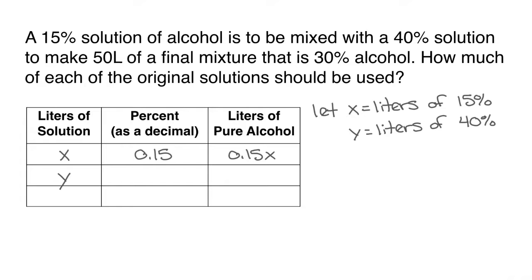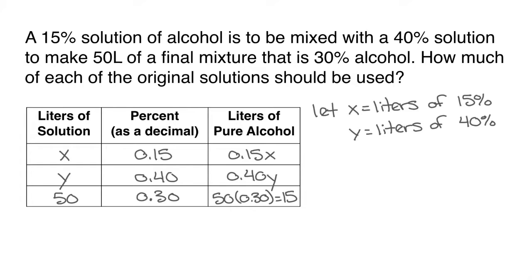Next, we'll have Y liters of 40% solution. So we have Y liters of solution. As a decimal, our percent is 0.40, and the liters of pure alcohol in that solution is 0.40Y. We also have our final mixture, which has 50 liters, and it needs to be 30% alcohol. So as a decimal, the percent is 0.30, and the liters of pure alcohol is 50 times 0.30, which is equal to 15.